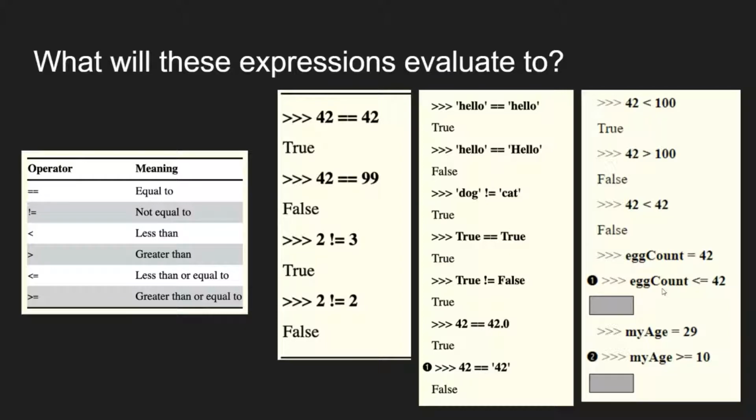You'll often use comparison operators to compare a variable's value to some other value, like here. So we set egg count equal to 42. Is egg count less than or equal to 42? Yes. It's equal to 42, so this evaluates to true. We can set my age to 29, which isn't my age, but might be the age of the author of the textbook. And what does this evaluate to? My age is greater than or equal to 10. This evaluates to true as well.